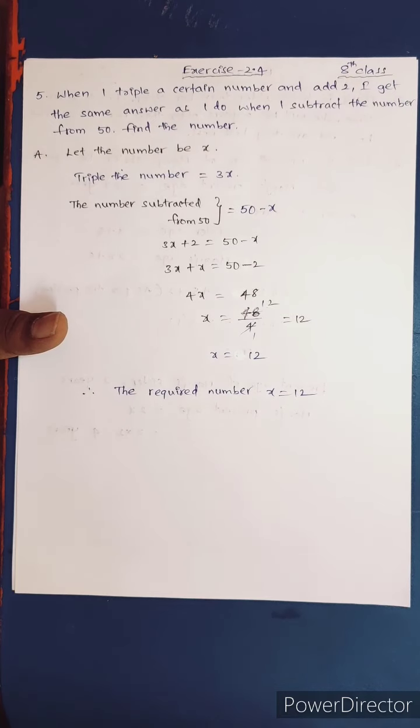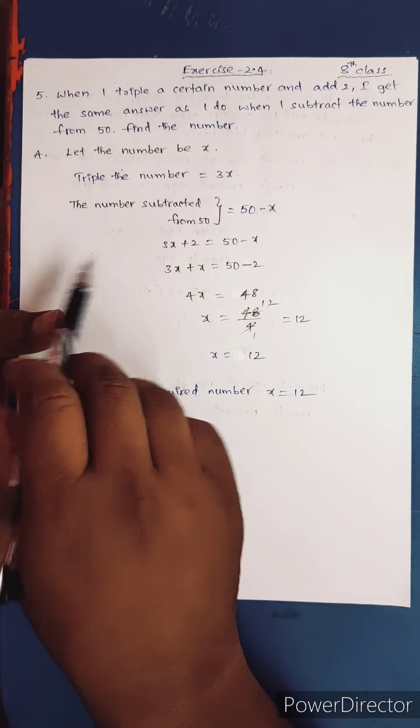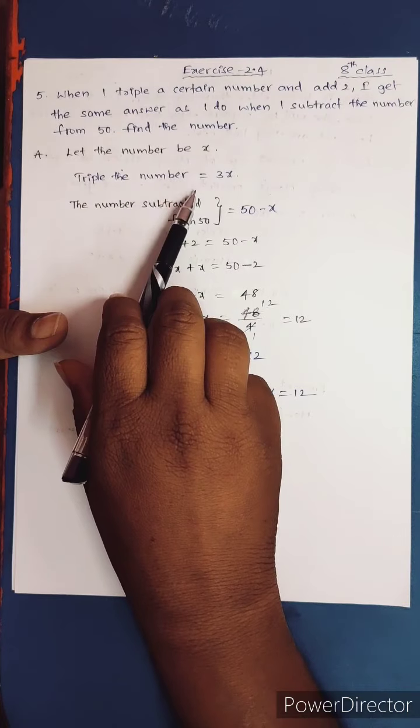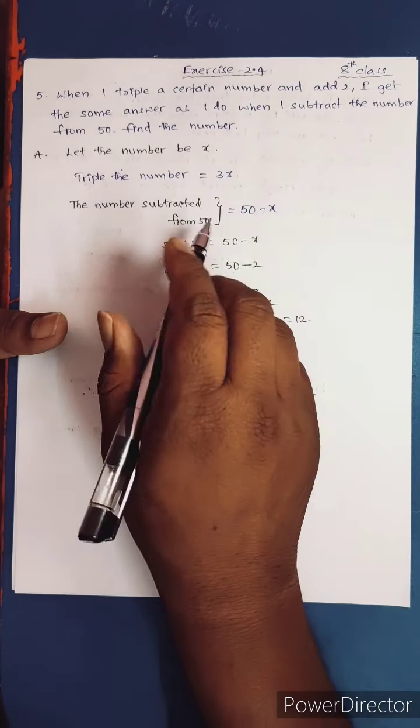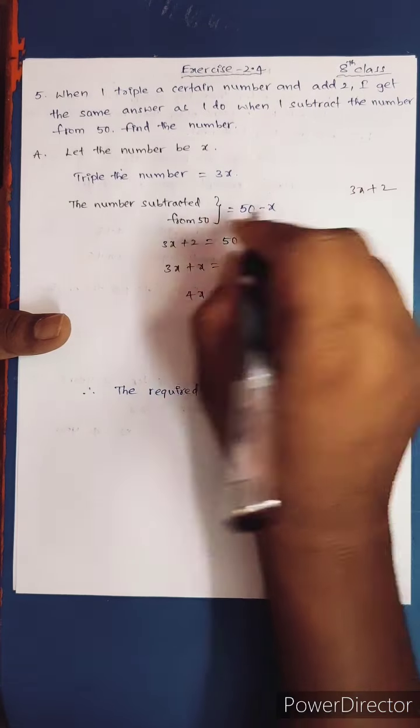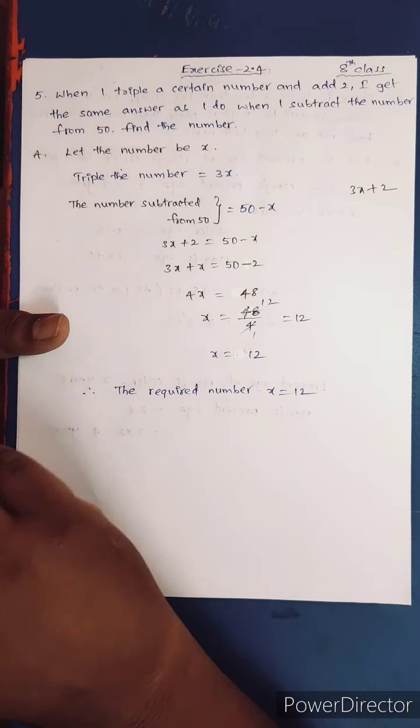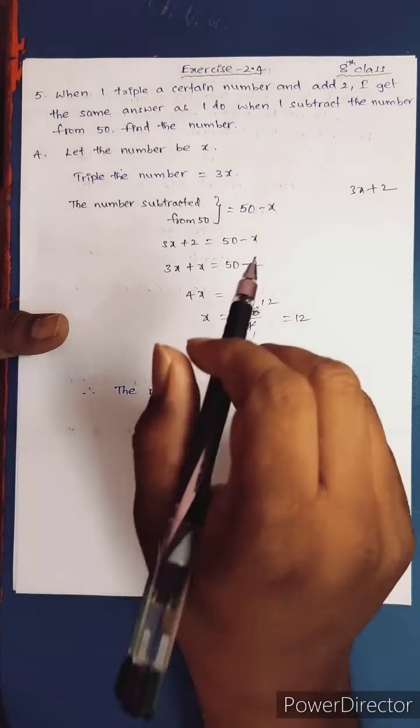Next problem. When I triple a certain number, let the number be x, triple of the number is 3x, and add 2, that means 3x plus 2. I get the same answer as I do when I subtract the number from 50, that is 50 minus x. These two conditions are the same as per the problem. Now 3x plus 2 is equal to 50 minus x. Take this minus x to the other side as plus x. Send this plus 2 to that side. 3x plus x, 4x is equal to 50 minus 2, 48.